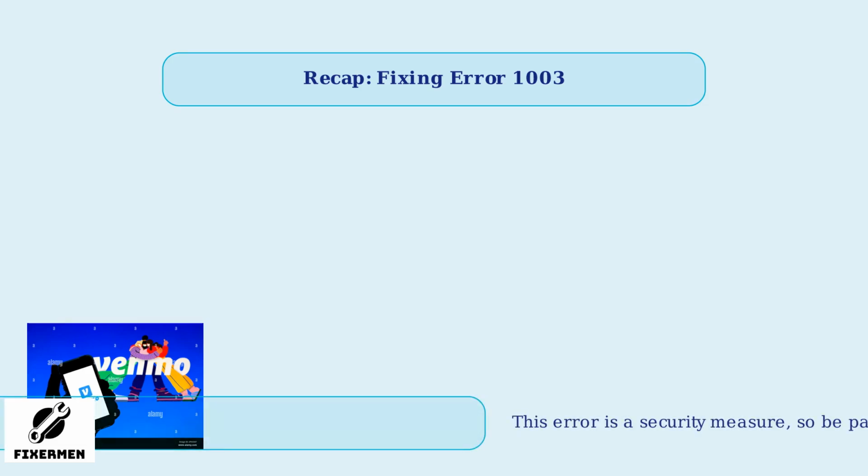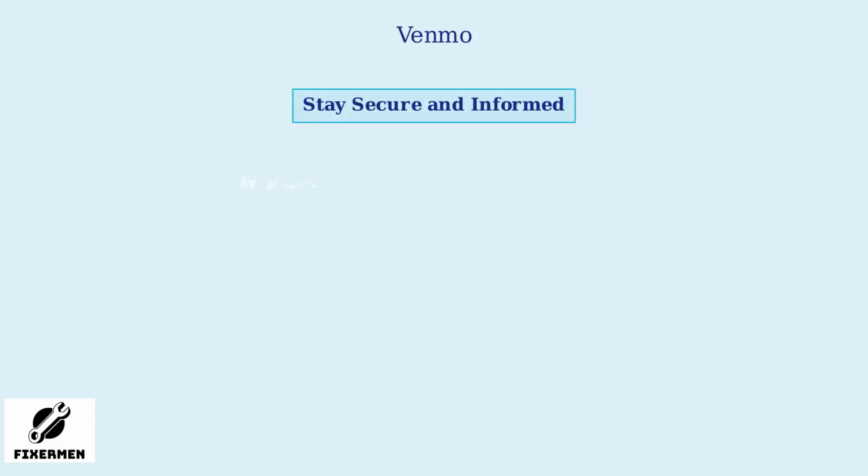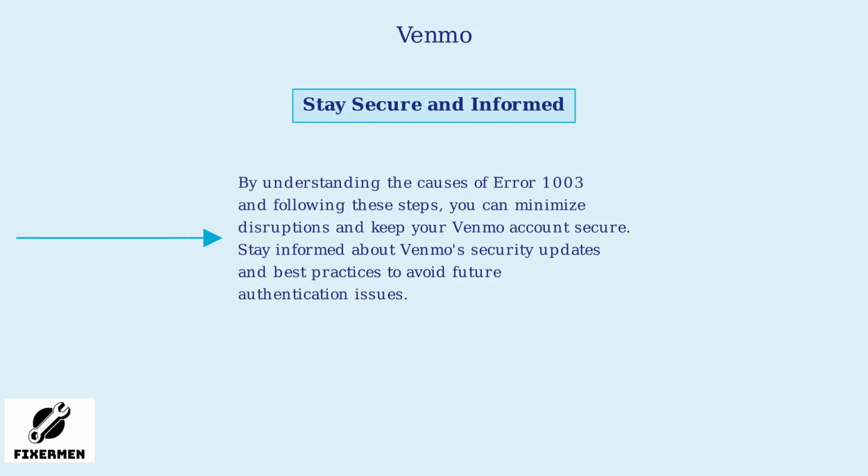Remember, this error is a security measure designed to protect your account, so be patient and thorough in your troubleshooting. By understanding the causes of error 1003 and following these steps, you can minimize disruptions and keep your Venmo account secure. Stay informed about Venmo's security updates and best practices to avoid future authentication issues.